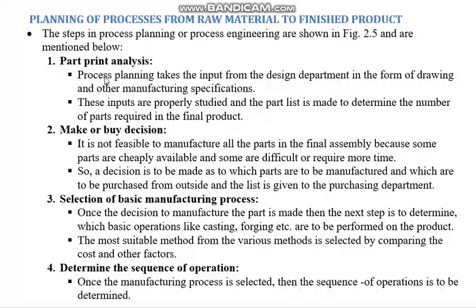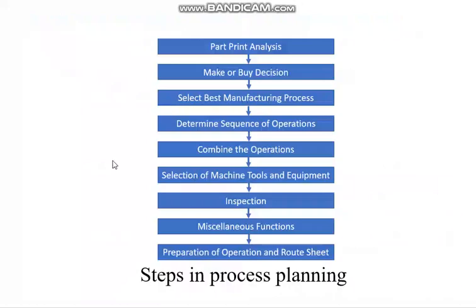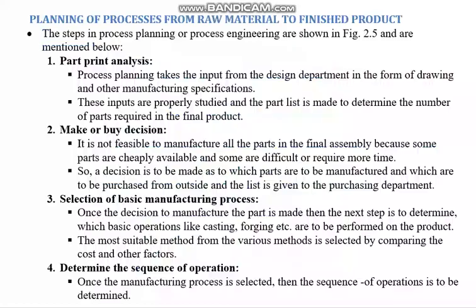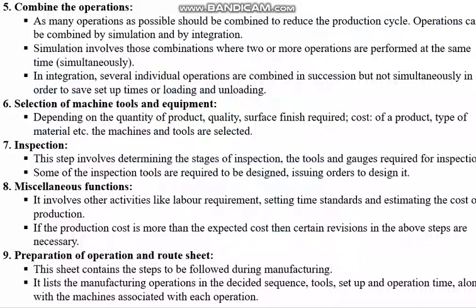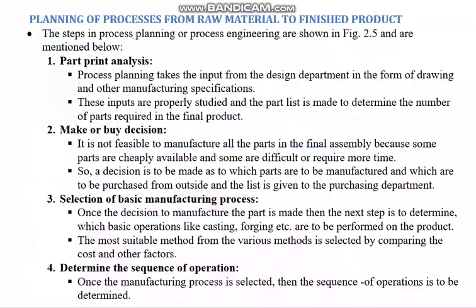There are a number of steps here. How many steps are there totally? There is a diagram given here. You see the steps in process planning: 1, 2, 3, 4, 5, 6, 7, 8, 9 steps are there. First one is part print analysis, which we have seen. Then make or buy decision, select best manufacturing process, determine sequence of operations, combine the operations, then selection of machine tool and equipment, and inspection, miscellaneous functions, preparation of operation and route sheets. Some of the steps are covered in this slide, and the remaining are covered here. So let us go through it.